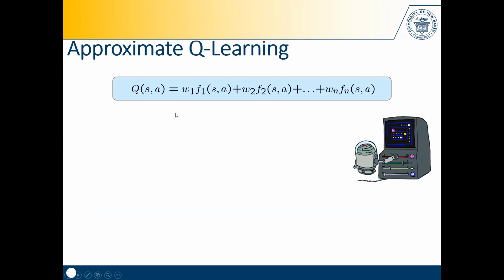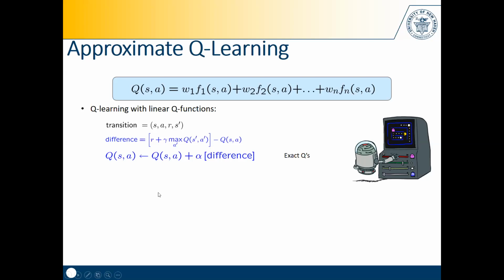Now, let's see how we can use this feature representation to solve the problem of large state spaces. One solution to that is approximate Q-learning, which is essentially Q-learning with linear Q functions. We observe a transition from state S to state S prime by performing action A and getting a reward R. This is the difference between our observed Q value and our estimate of the Q value. And this is the update that we've seen before, right? This is exact Q learning.